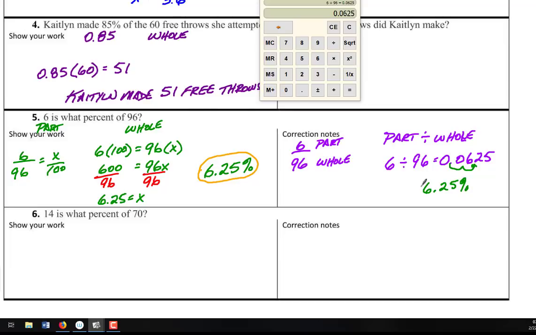6.25%. So you can use either of those methods, percent proportion method or part divided by whole method. Same thing's going to work for number 6.